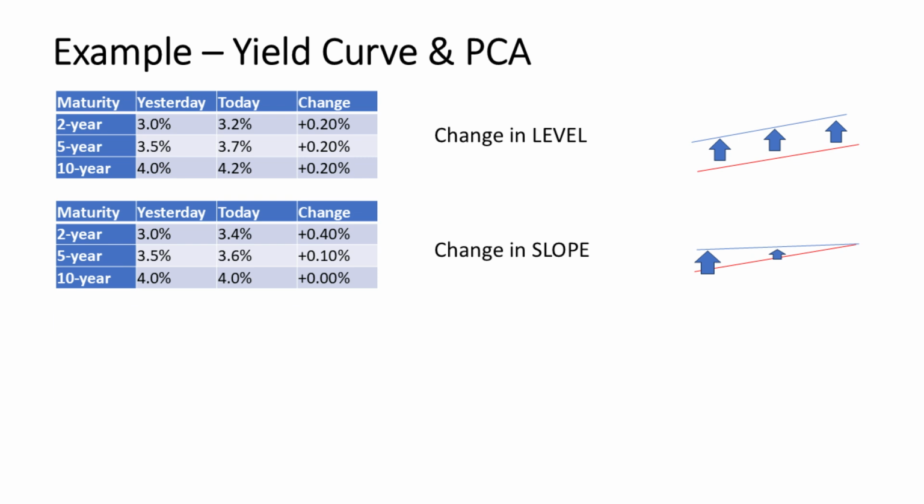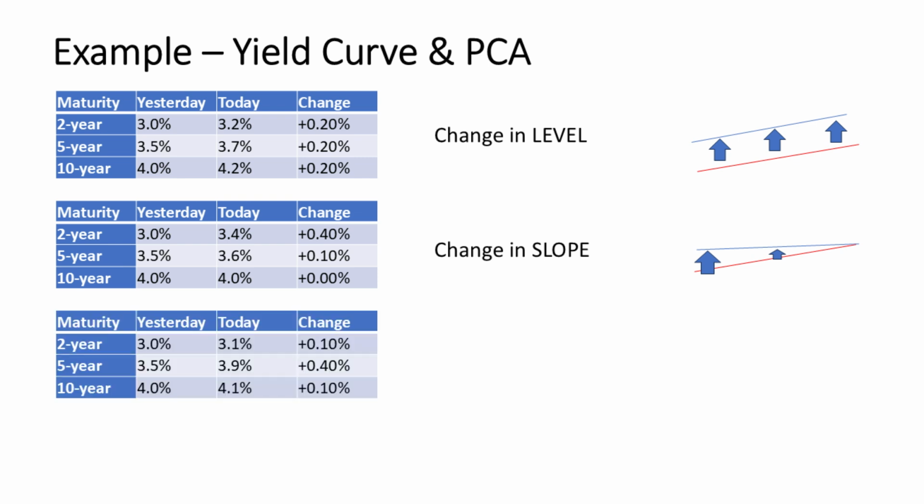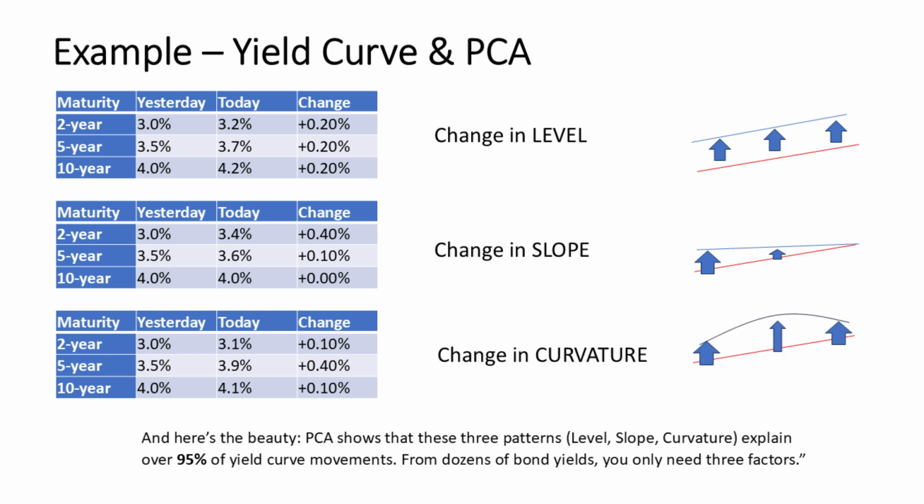Finally, imagine this. You have the 2-year, 5-year, and 10-year maturities with the following yields, and these are the changes. Here, the middle yields rose more than short and long. That's curvature. The curve bends. And here's the beauty. PCA shows that these three patterns, level, slope, and curvature, explain over 95% of yield curve movements. We will explain this some more when we get to our fixed income analysis series, but for now, we can remember these three factors that explain movements in the term structure of interest rates as part of the financial literature using PCA and factor analysis.